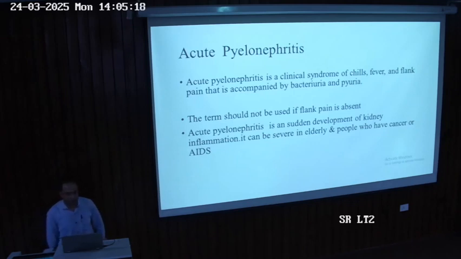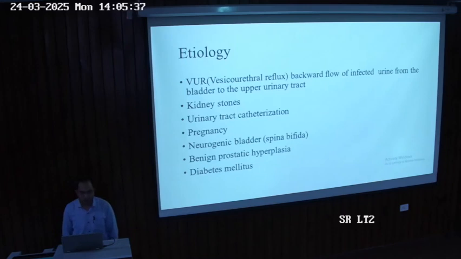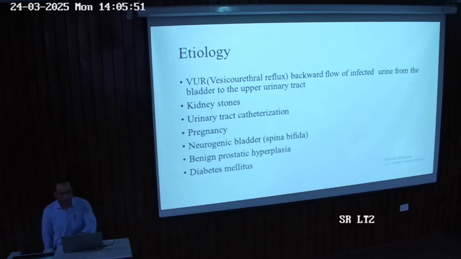Acute pyelonephritis is the sometimes sudden development of inflammation of the kidney. It is more severe in immunocompromised patients, especially the elderly and patients who are HIV positive. So the etiology of acute pyelonephritis could be vesico-ureteric reflux, obstruction due to kidney stone or ureteric stone, prolonged urinary catheterization, pregnancy, neurogenic bladder, and BPH. A risk factor is poorly controlled diabetes.